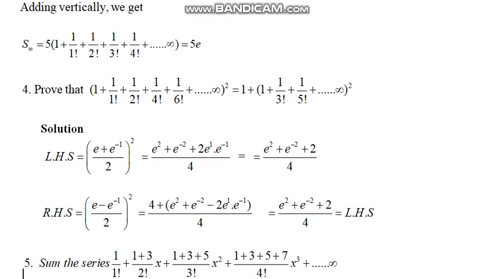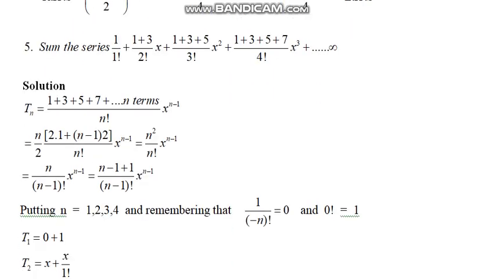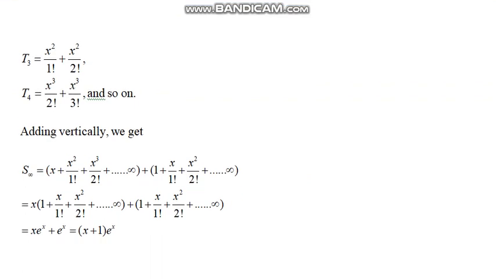First, the LHS is e plus e power minus 1, by 2 formula, and this one also. So simplify, the RHS is e plus e power minus 1, by 2. So 1 plus is already there. So on simplifying we get the solution. Okay. Sum the series. Find the general term and replace n by 1, 2, 3 and taking summation of this we can find the final solution, (x plus 1) e power x.